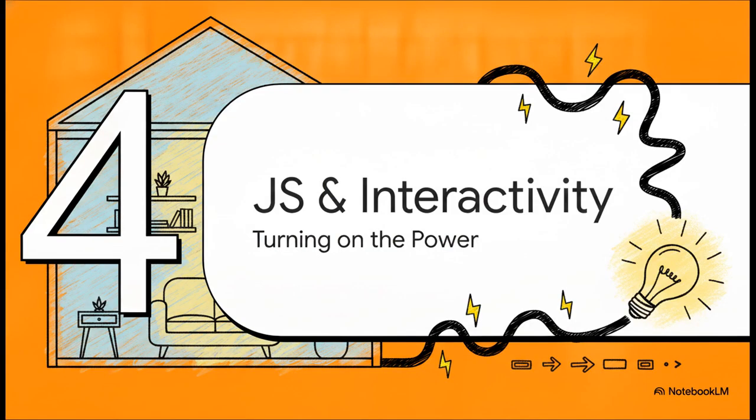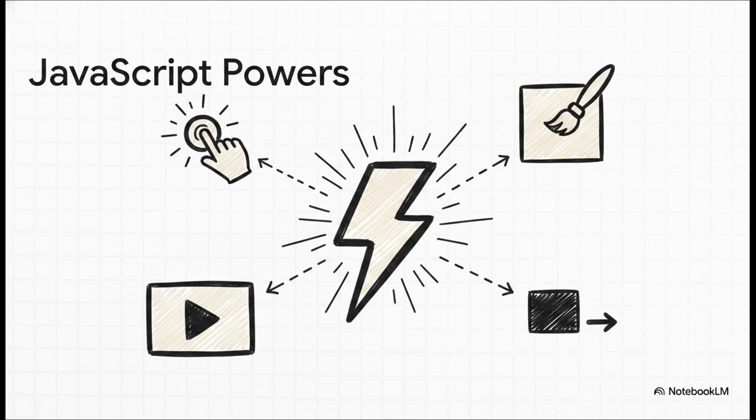Which brings us to Section 4, JavaScript and interactivity. So our house is framed, the walls are painted beautifully, the furniture's in place, it looks amazing. But we need things to actually do something when we interact with them. This is exactly where JavaScript steps up to be the electricity for our site.